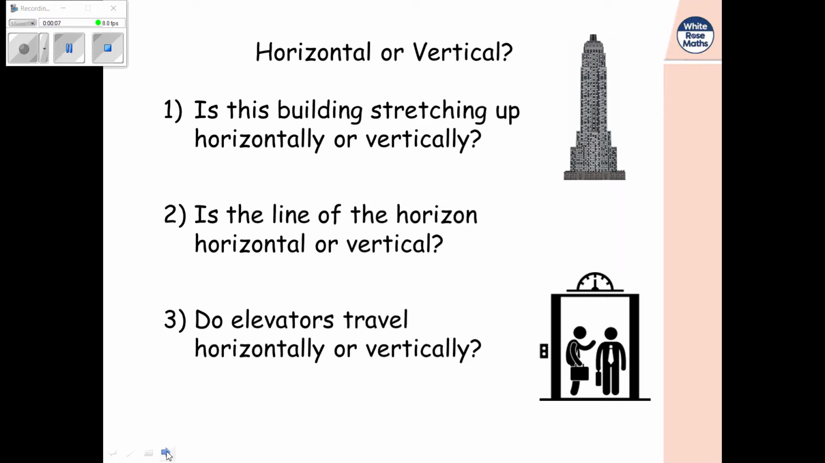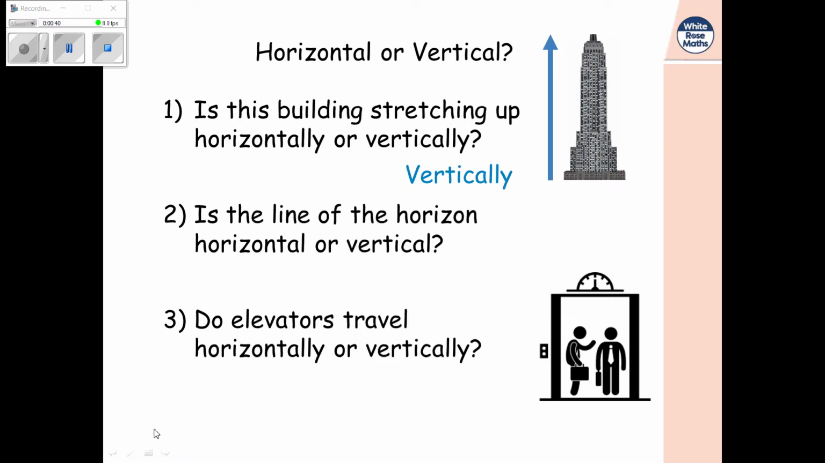So horizontal or vertical, we have some pictures and we need to decide which one's which. So as we spoke about before, I will remind you, a vertical line runs from top to bottom and a horizontal line runs from right to left across the page. So number one, is this building stretching up horizontally or vertically? Pause here and have a little think. So that is right. If you got that vertically, it is running from top to bottom.